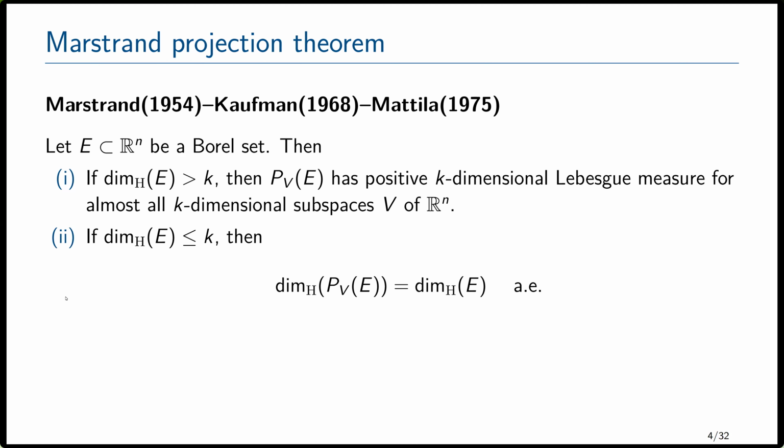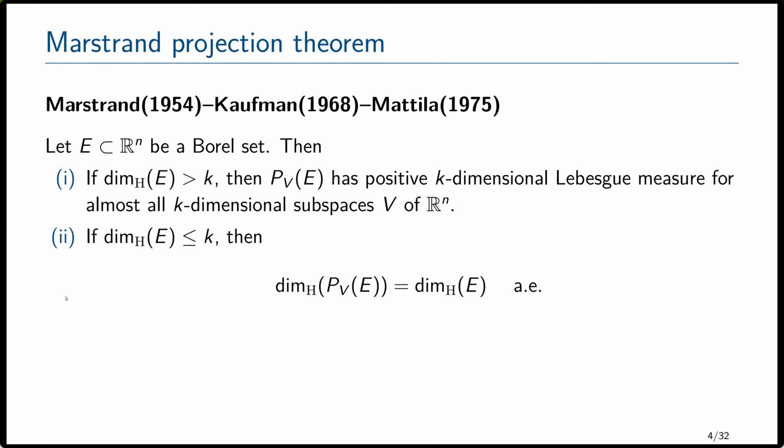So the result for Hausdorff dimension is: if a set is a Borel set in R^n and its Hausdorff dimension is strictly greater than k, where k is less than n, since we consider projection to a k-dimensional subspace V, then the projection set has positive k-dimensional Lebesgue measure. And if the original set has Hausdorff dimension less than k, then projection preserves Hausdorff dimension. So the result for Hausdorff dimension is complete and very clean.